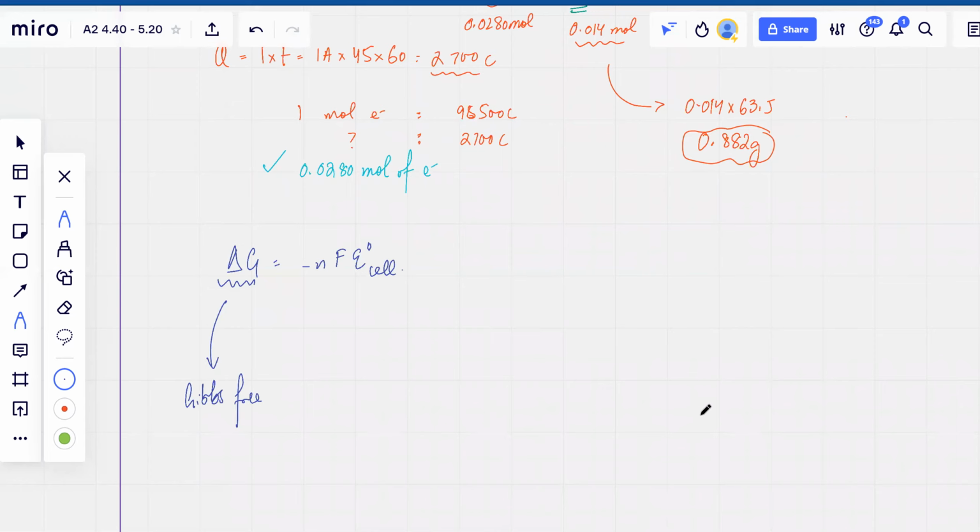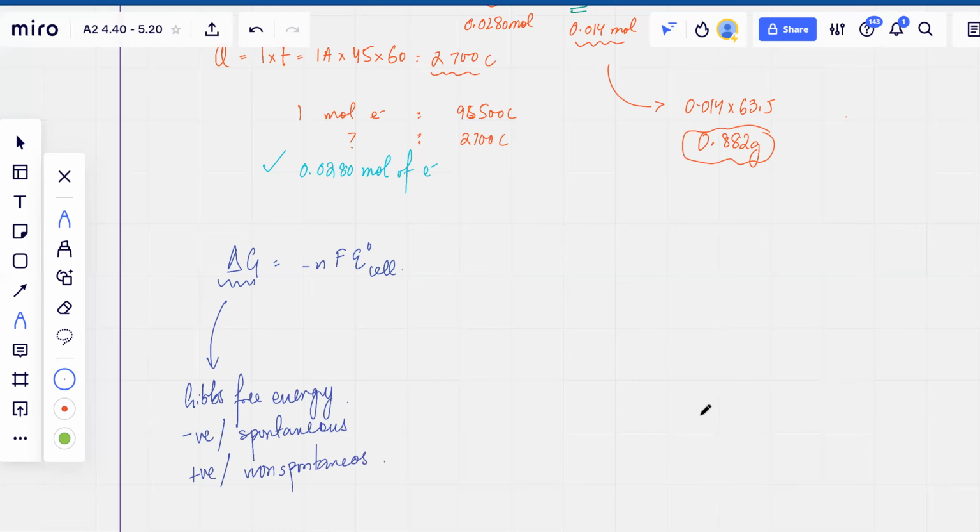So, Gibbs free energy. Previously, when we studied entropy, we learned about Gibbs free energy. That's the total energy available to a system. If it comes out to be negative, then that basically means that the reaction is spontaneous. And if that comes out to be positive, then the reaction is non-spontaneous. That means that overall the reaction needs energy from outside.